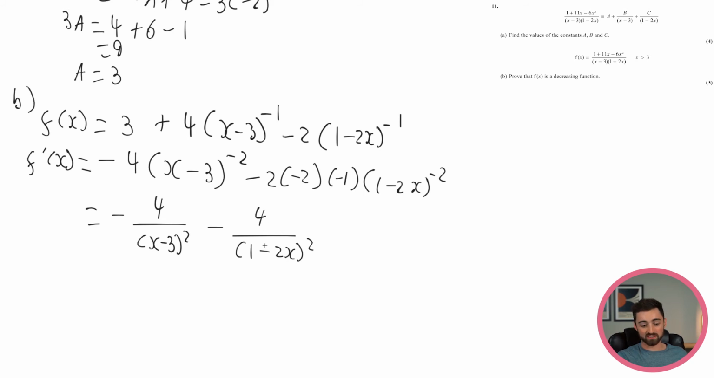Look, 4 divided by, again, a square number. So it doesn't matter what x is, this thing's always going to be positive. So I've got a negative number minus a positive number, essentially. So no matter what x is, this thing is always going to be less than 0. Therefore, the function is decreasing.